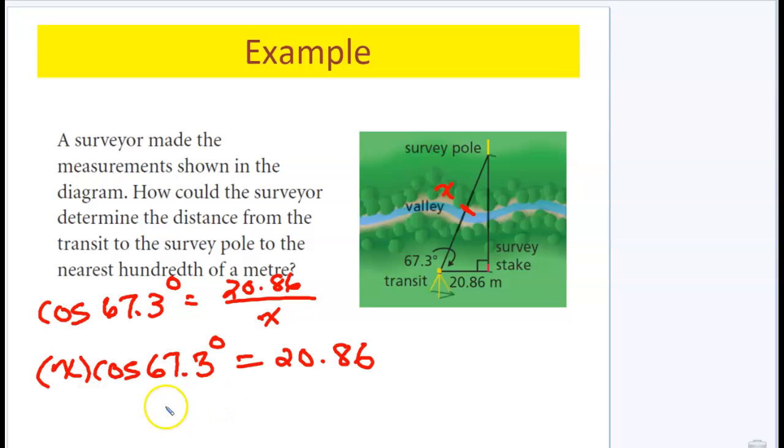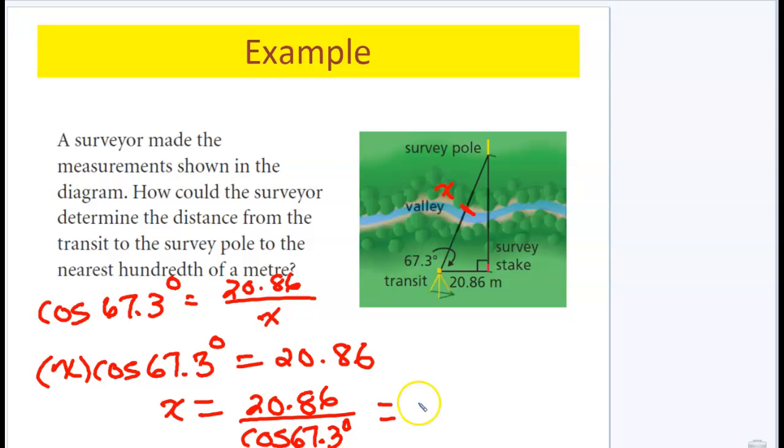And if I divide both sides by cos 67.3, I'll have 20.86 divided by the cos of 67.3 degrees. And this works out to be 20.86 divided by the cos of 67.3. And if I punch it in correctly into my calculator, I will get an answer of 54.05. So 54.05 meters.